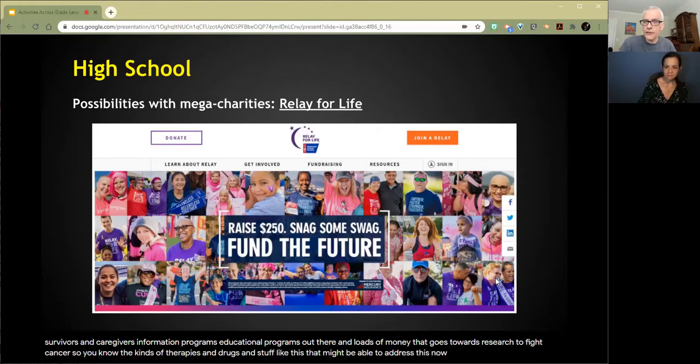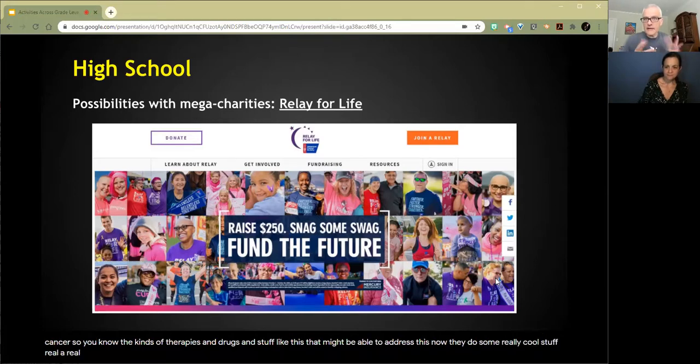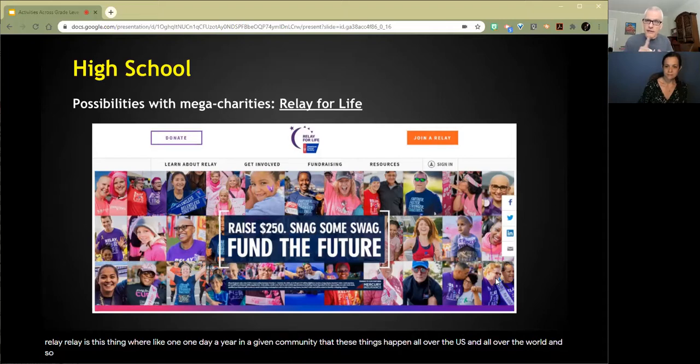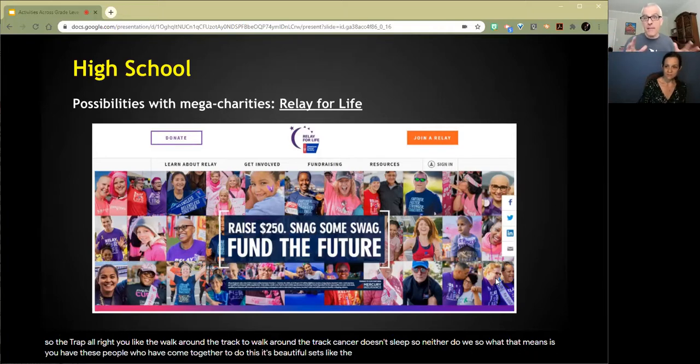Now, they do some really cool stuff. Relay is this thing where one day a year in a given community, and these things happen all over the US and all over the world, people come together and walk around the track, right? They walk around the track, they walk around the track. Cancer doesn't sleep, so neither do we. So you have these people who come together to do this stuff. It's beautiful stuff. It's like the very best of the community together. I don't mean the best people.